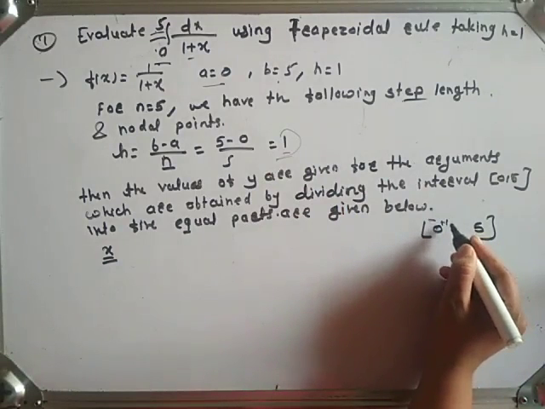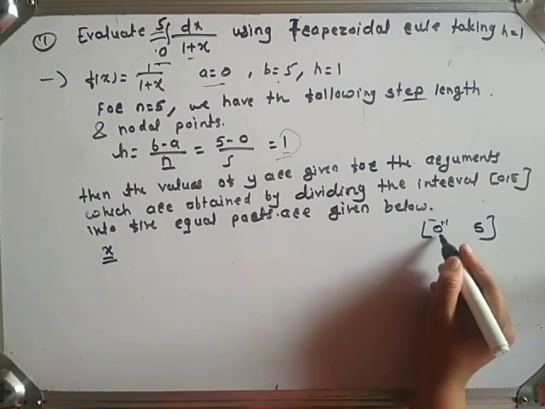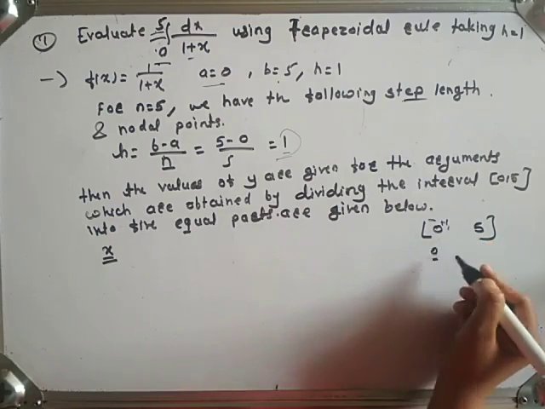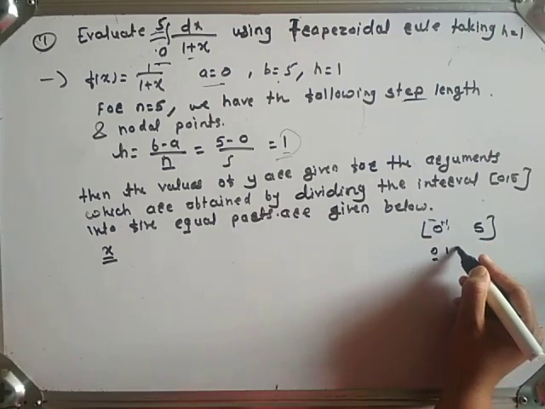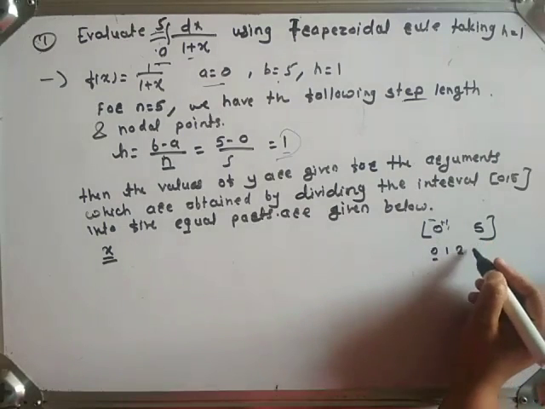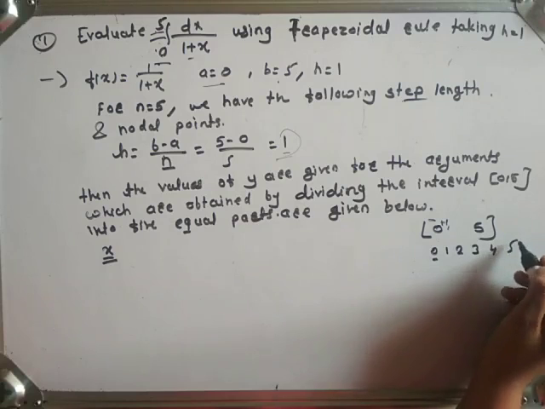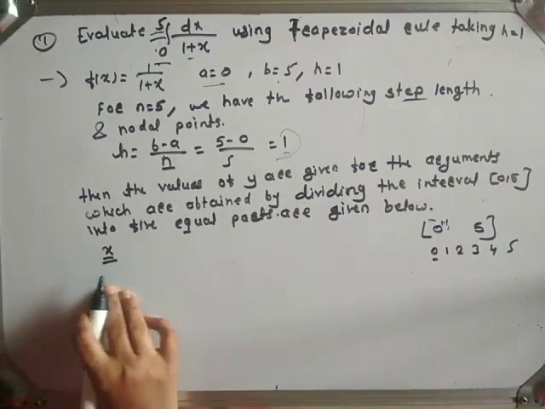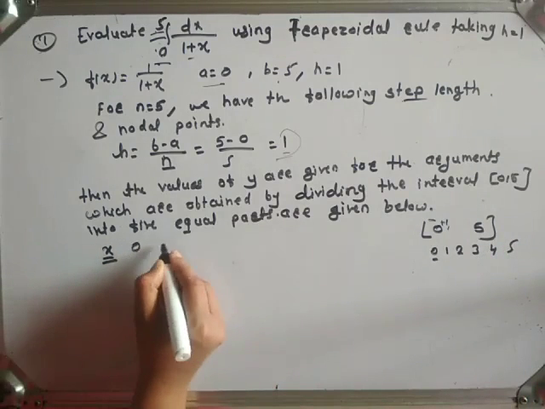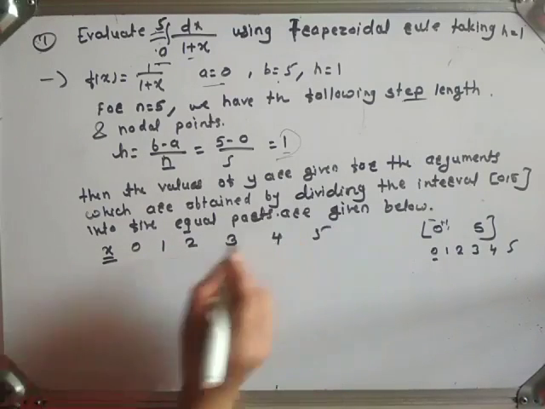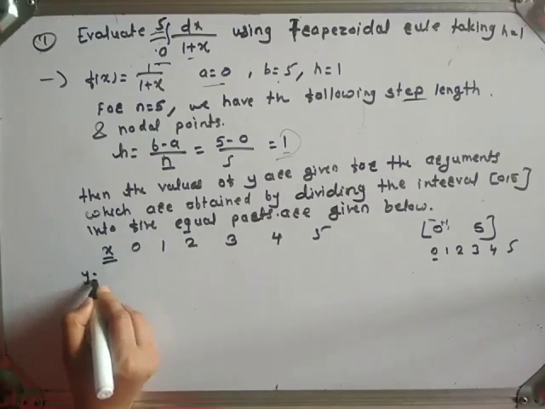So 0 plus 1 is 1, which means the first argument is 0, the second is 1, next is 1 plus 1 is 2, next is 3, then 3 plus 1 is 4, and 4 plus 1 is 5. So your arguments are 0, 1, 2, 3, 4, 5. Okay. What is your f of x?